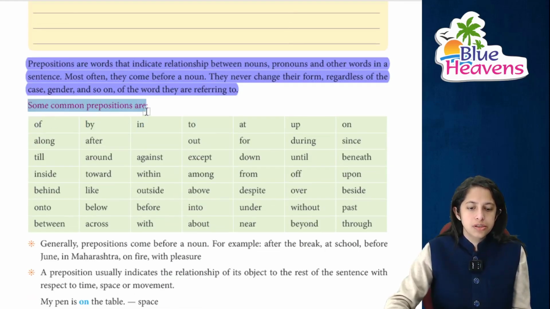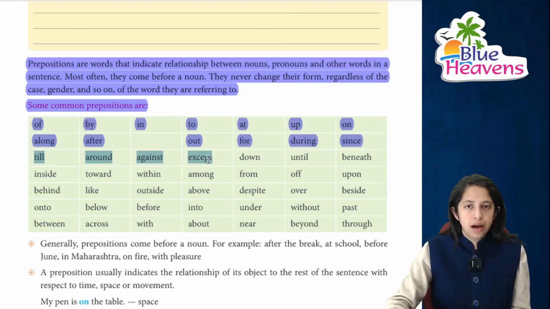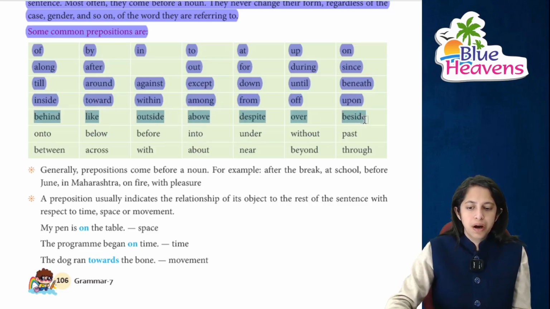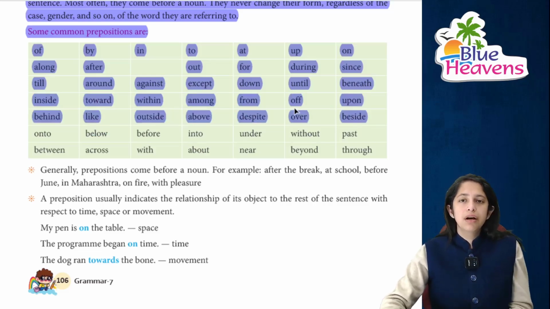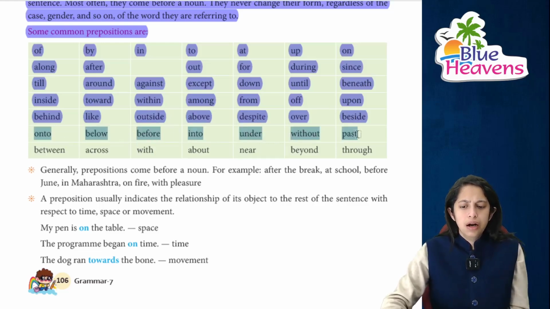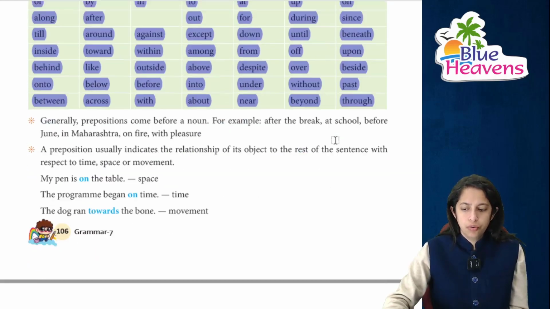कुछ common prepositions हैं जैसे कि of, by, in, to, at, up, on, upon भी होता है, along, after, out, for, during, since, right? Till, around, again, against, except, down, until, beneath, right? Inside, toward, within, among, far, from, off, upon, and behind, like, outside, above, despite, over and beside. ध्यान रखिएगा despite के बाद कभी कोई preposition नहीं आता है. Onto, below, before, into, under, without, past, right? Between, across, with, about, near, beyond and through, right?